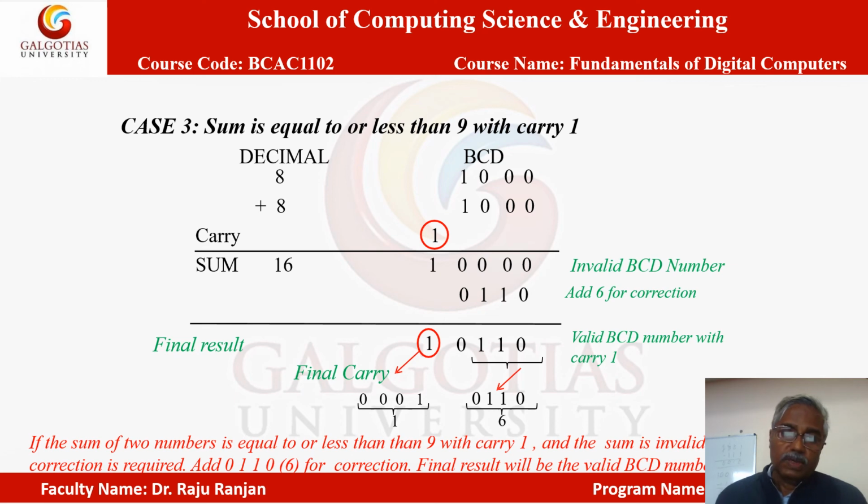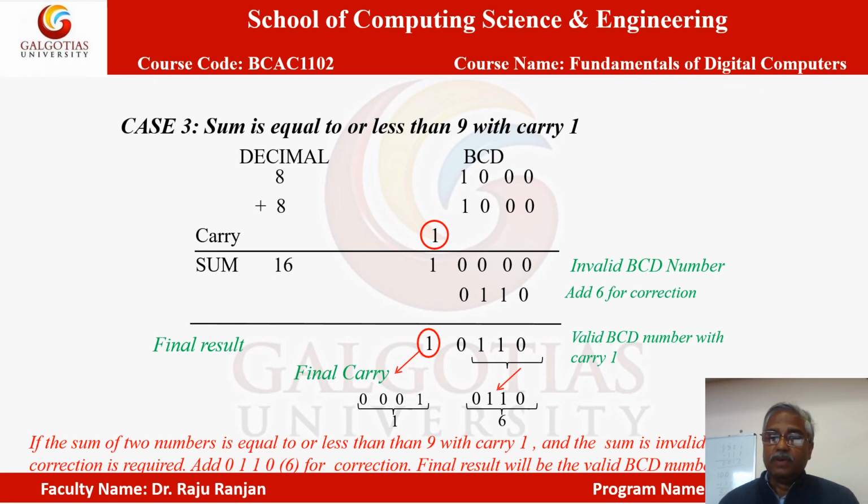So start adding 0 plus 0, 0, again 0 plus 0, 0, 0 plus 0, 0, and 1 plus 1 is 0, carry 1. So sum is all 4-bit 0, but carry is 1. So again here also, when carry is 1, it means it is more than 9. So again we will add here 6. So 6 is added here.